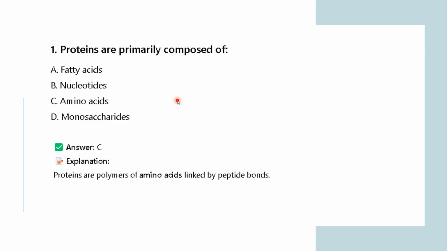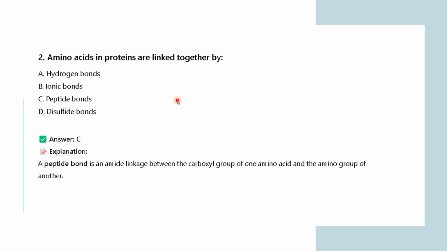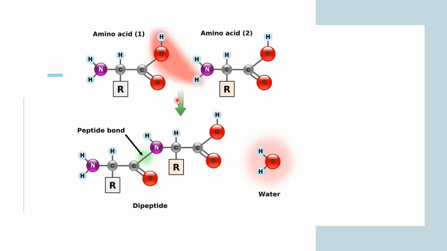Okay. So coming to the next question, amino acids and proteins are linked together by hydrogen bonds, ionic bonds, peptide bonds, or disulfide bonds. What do you think? Peptide bonds, right? So a peptide bond is an amide linkage between the carboxyl group of one amino acid and the amino group of another amino acid. Okay, so there is one amino acid here and another amino acid, and the hydroxy of the carboxyl group of this amino acid will bind with the amine group here.